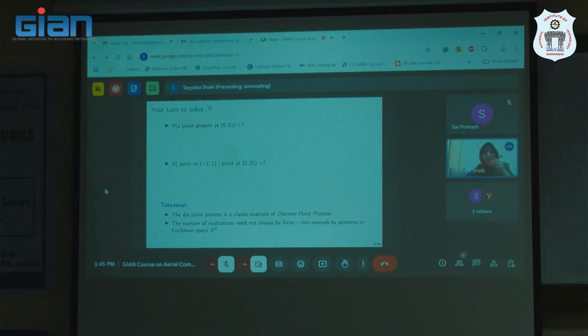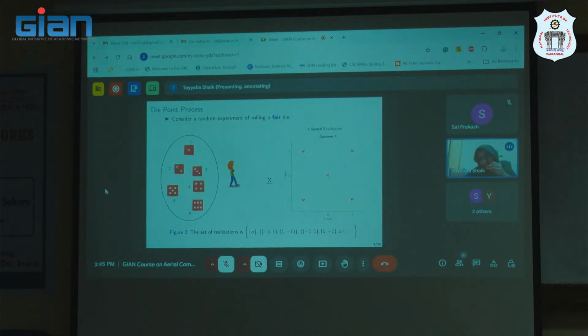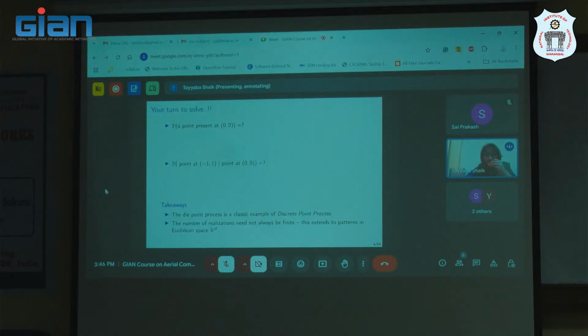But in the interest of time, I'm skipping this slide right now. Just to give a hint, the probability that a point is present at (0,0) corresponds to all those events where there is a dot at the origin. For example, you see a point at the origin when the outcome is 5, or when the outcome is 1, or when the outcome is 3, right? So the probability of all these three occurring is what you get as the answer. Similarly, you have a conditioning event, where you condition on a point at the origin and find the probability that there is a point at (-1,1).